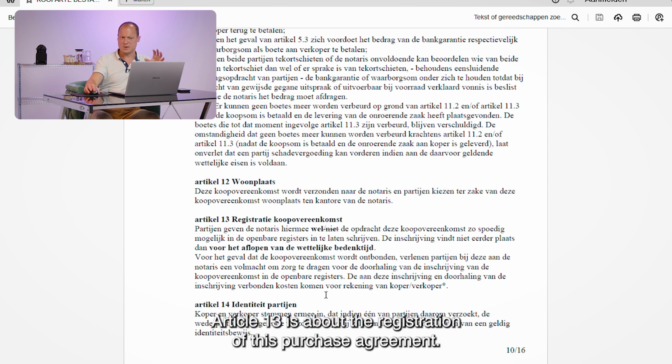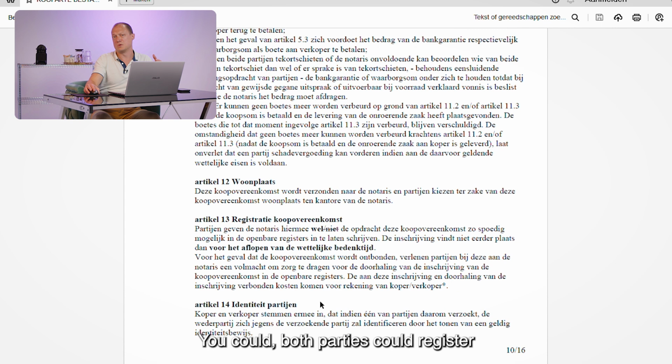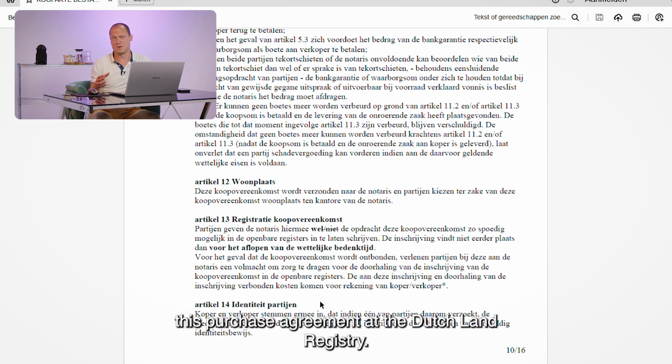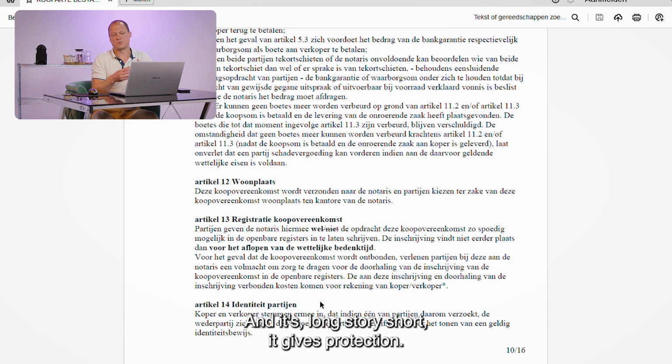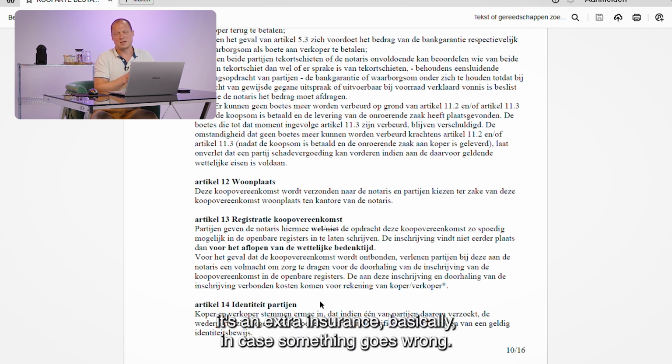Article 13 is about registration of this purchase agreement. Both parties could register this purchase agreement at the Dutch Land Registry. And long story short, it gives protection. It's an extra insurance basically in case something goes wrong.